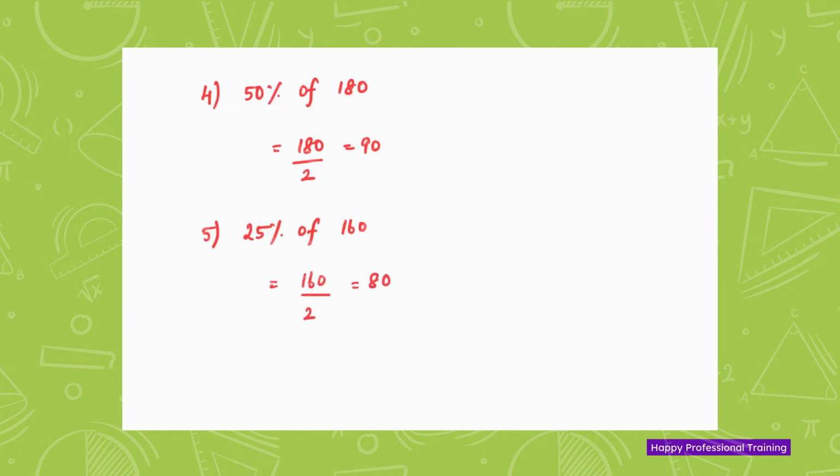Now find 50% of 180. How do we do that? 50% is just half of the number. So 180 by 2 is 90. Now find 25% of 160. What do we do? We first identify 50%, which is just half of 160, which is equal to 80. And then to do 25%, half of 50%. So what did we get for 50%? 80 divided by 2 again is 40. So 25% of 160 is 40.